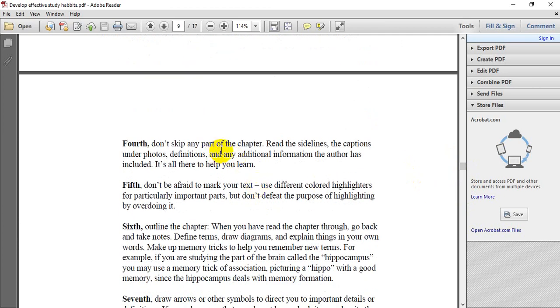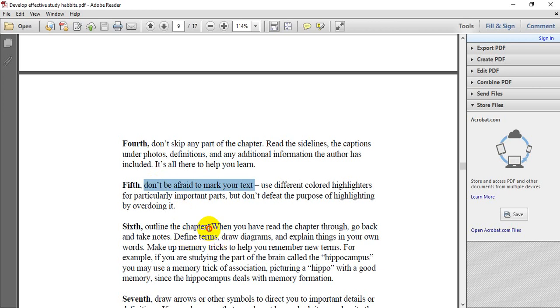Fourth, don't skip any part of the chapter. Read the sidelines, the captions under photos, definitions, and any additional information the author has included. It's all there to help you learn and study. Fifth, don't be afraid to mark your text. Use different colored highlighters for particularly important parts, but don't defeat the purpose of highlighting by overdoing it, just for the most important parts of the text.